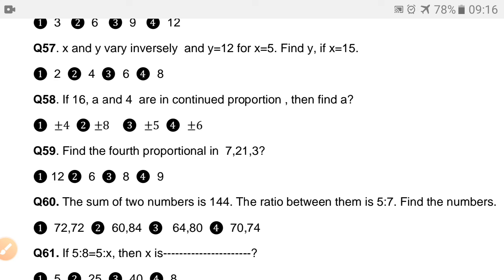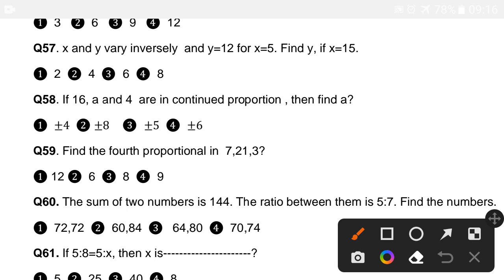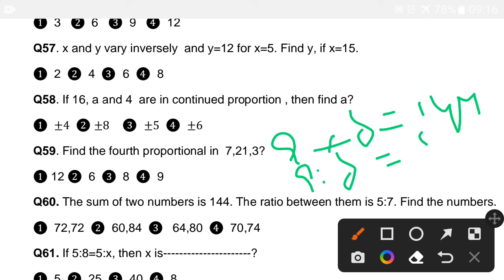Question number 60 is: the sum of two numbers is 144. The ratio between them is 5 ratio 7. Find the numbers. So now we are given two numbers whose sum, let's suppose a plus b, is 144, and the ratio between them, a ratio b, is 5 ratio 7, and we are asked to find the numbers.